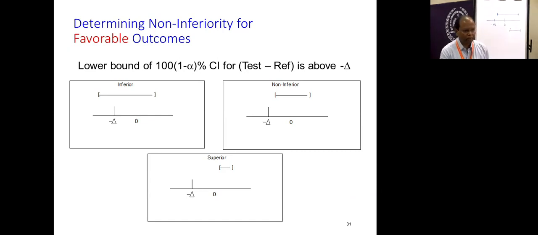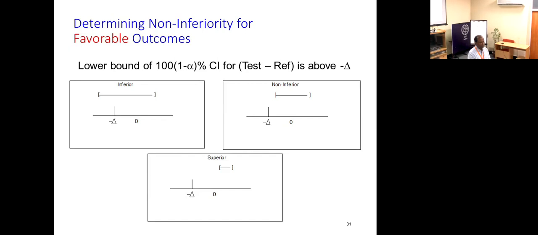Yes. So this, we worry about how much it is going into the superior side. No, we don't. We are not worried. Yes, sir, are we not looking to show that it is actually not inferior? Shouldn't both limits be beyond the margin?